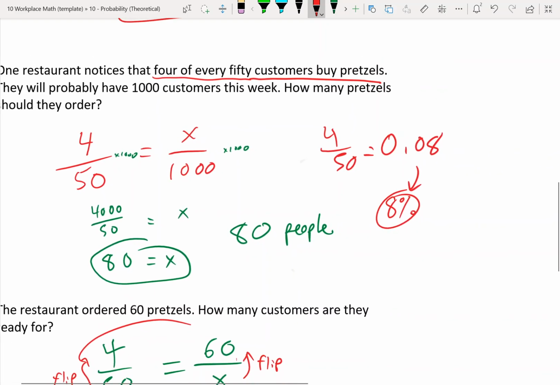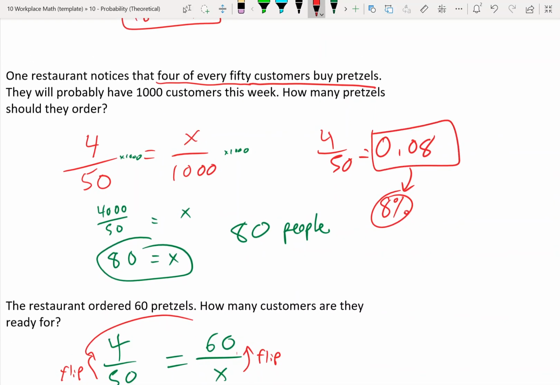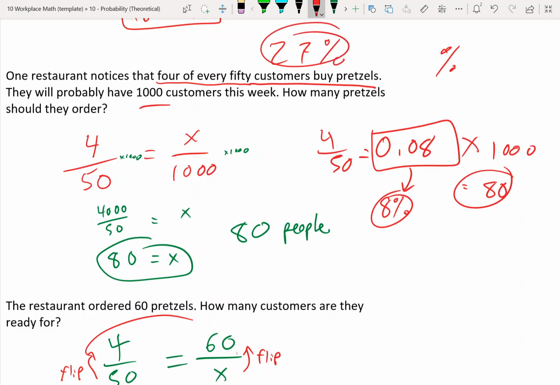So now what we can actually do is take this number and multiply it by the 1,000. Okay, and it gives you 80. This is another way to get to the right answer. So you just take the percentage and multiply it. This works especially well if questions say like, oh, there's a 27% chance that people buy pretzels. Just do that times 1,000, it gives you the answer. Both methods are right, whichever one you prefer works. That's it.